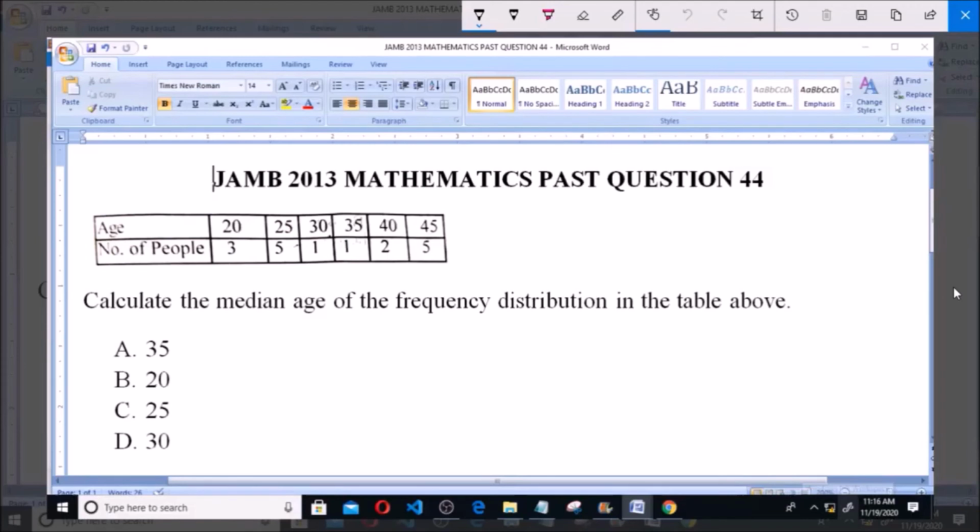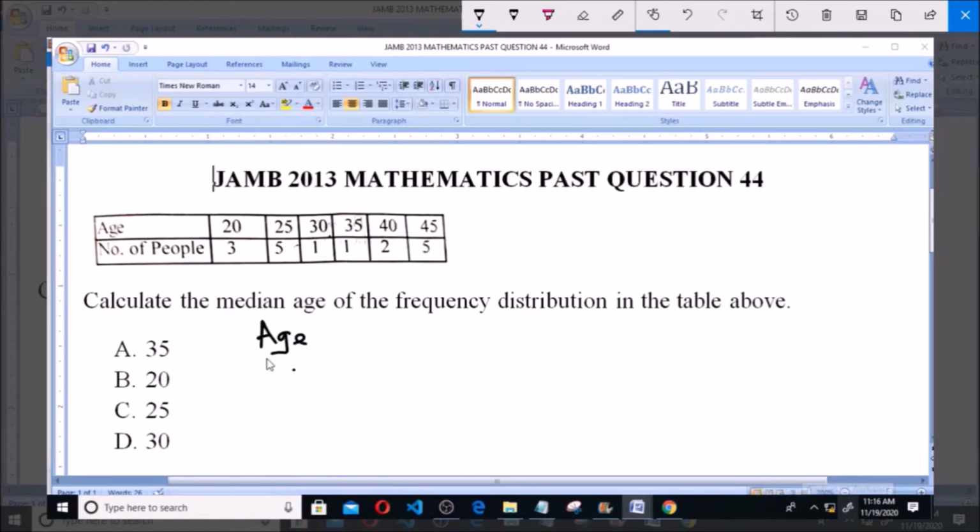I'll be answering JAMB 2013 Mathematics Past Question 44. Calculate the median age of the frequency distribution in the table above. Now for us to calculate the median age of this frequency distribution, we have to get the cumulative frequency.